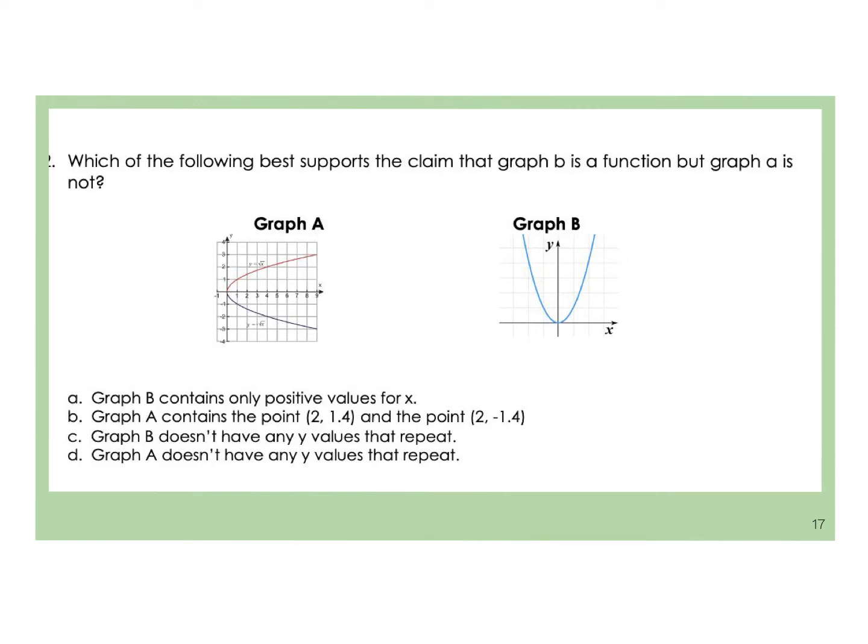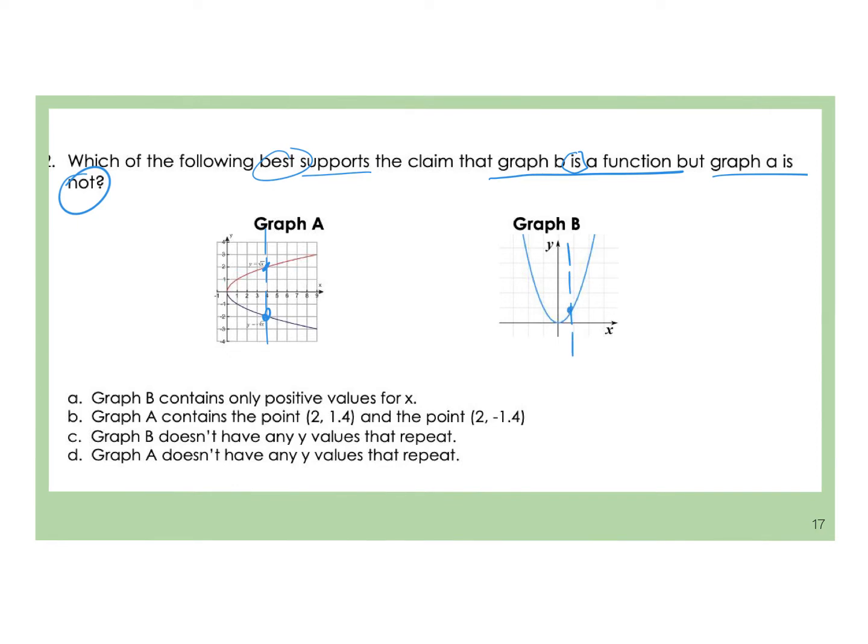Okay, next practice problem. Which of these choices best supports the claim graph B is a function, graph A is not? Okay, well, these are pictures, so we should be using the vertical line test. A not, it touches twice. B touches once. Let's see if they have that.